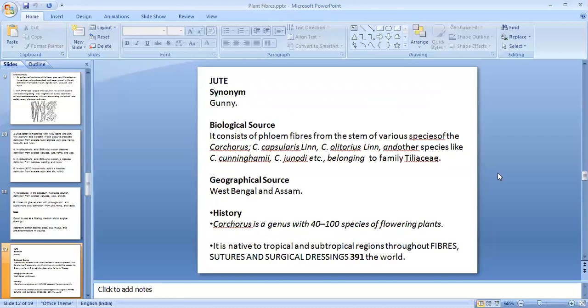Jute is otherwise called gunny. Usually the fibers, or the twines and ropes, are what we use for tying, and also the bags which are used for storing, that is the gunny bags. And apart from that, nowadays jute bags are fabricated with different designs. The ladies who carry vanity bags, which are made out of jute, and also nowadays the clothing is also made out of jute.